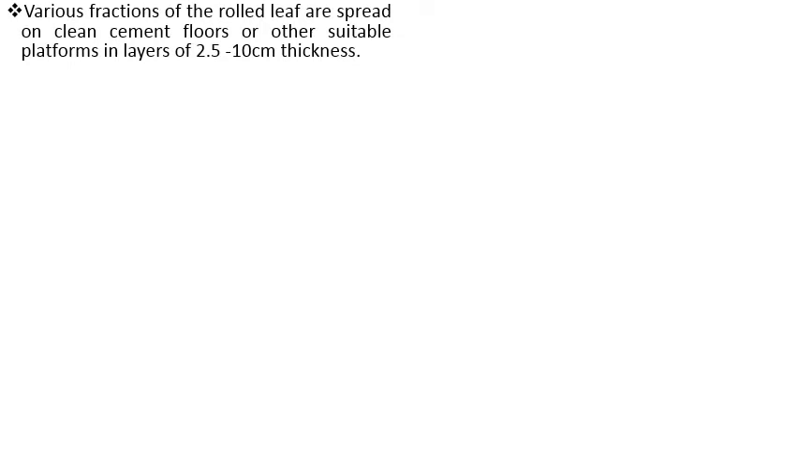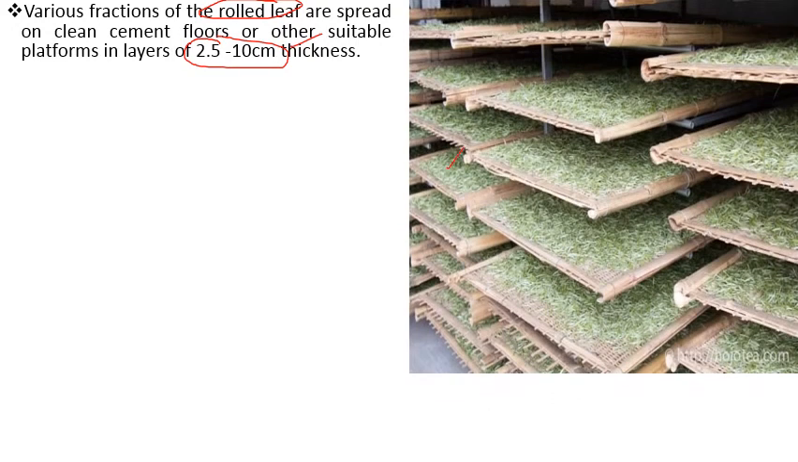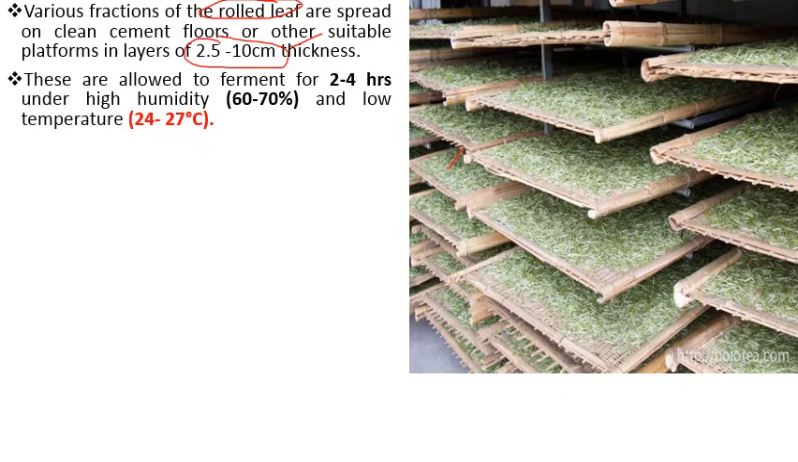Then various fractions of rolled leaf are spread on clean cement floor or other suitable platforms in a layer of 2.5 to 10 cm thickness. तो जो rolled leaf है उनको फिर spread किया जाता है एक proper cement floor में या फिर special platforms में, जहाँ पे इन्हें ferment किया जाता है for 2 to 4 hours. So like this we have these platforms जहाँ पे हम rolled leaves को spread करते हैं. These are allowed to ferment for 2 to 4 hours under high humidity, that is 60 to 70%, and low temperature, that is 24 to 27 degrees Celsius. So ये condition चाहिए होती है fermentation के लिए, that is high humidity and low temperature.